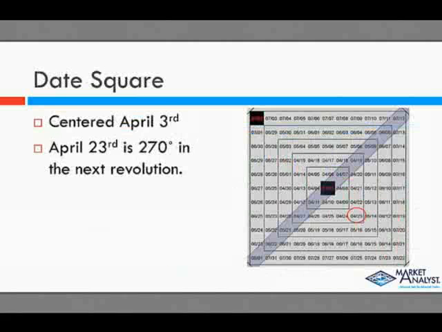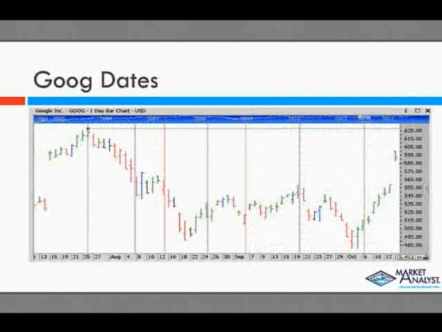All right, let's have a look at the next example. Google, same type of principle. We're using 90 degrees and 270 degrees from the 26th of July in 2011. And this is just repeating through the first, second and third revolutions around the square. And again, you can just see some interesting lines.